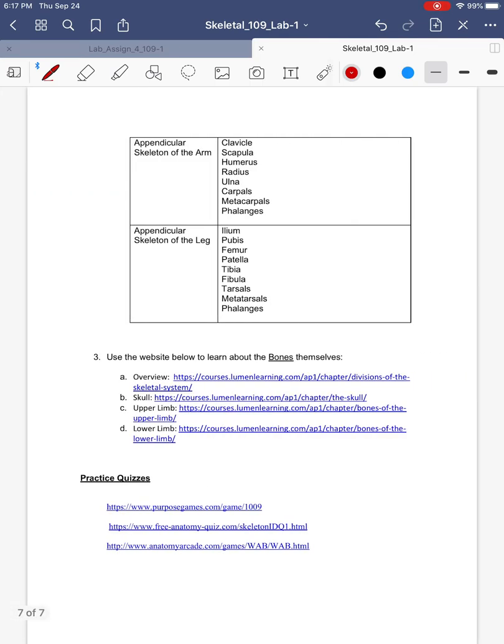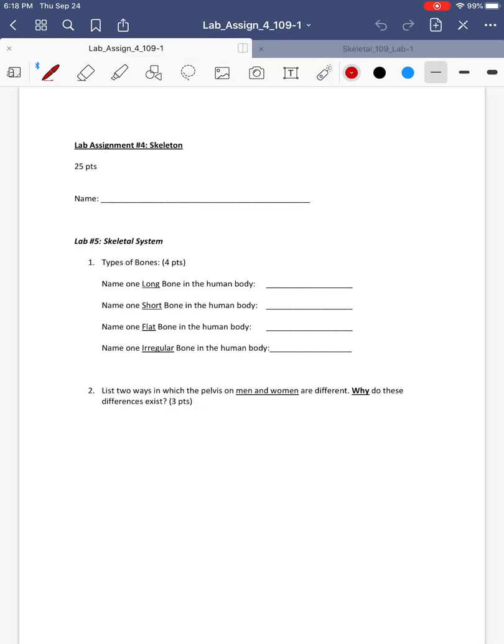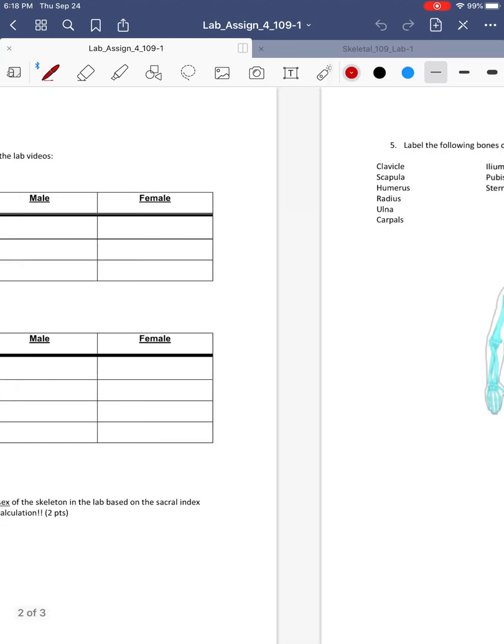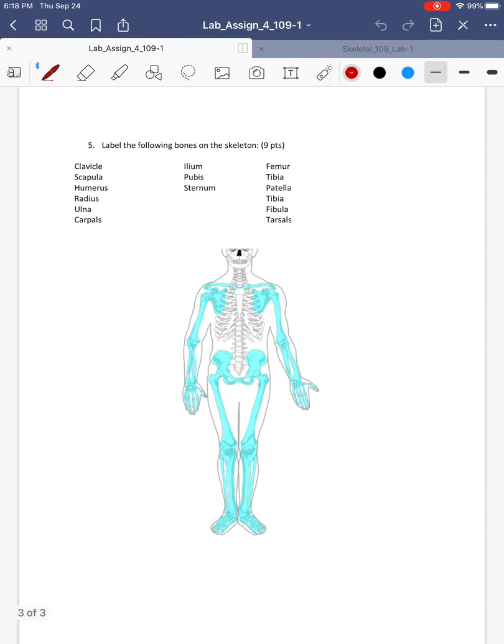I'm not going to go over all of them because I know that we learn better instead of me just sitting here saying, here's the femur, here's the tibia, here's the fibula. You're going to learn more by going through it yourself. I've given you some websites to help study, and some websites for practice quizzes. On your lab assignment for this week, you're going to answer some questions, fill in some of the tables that I already showed you, and then I'm going to be asking you to label only some of the bones.